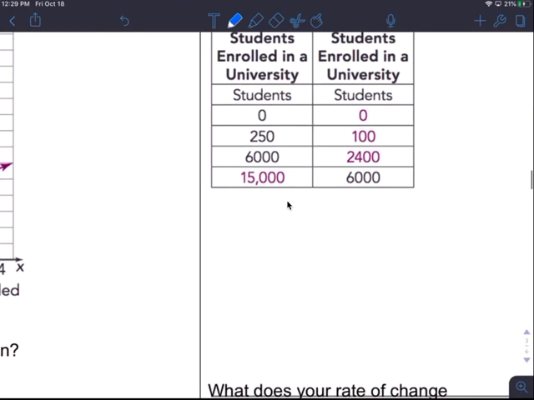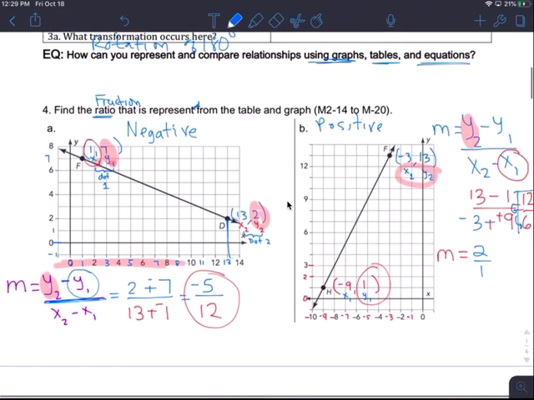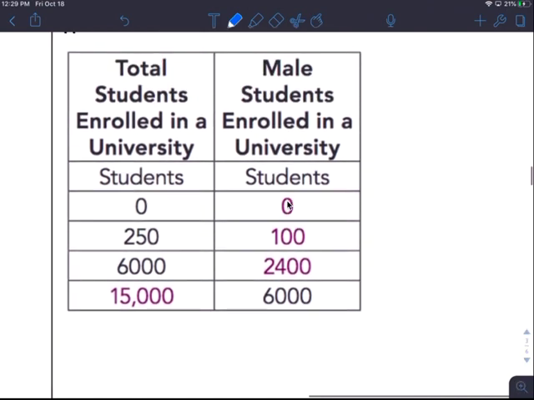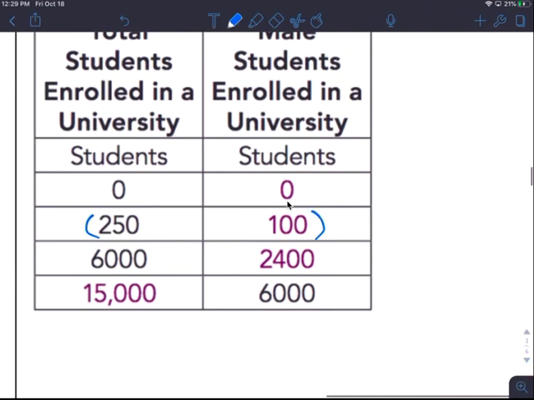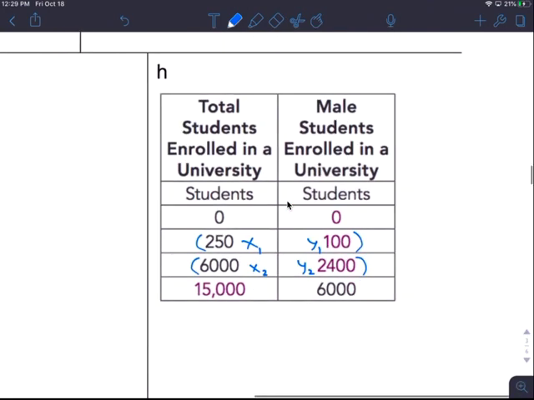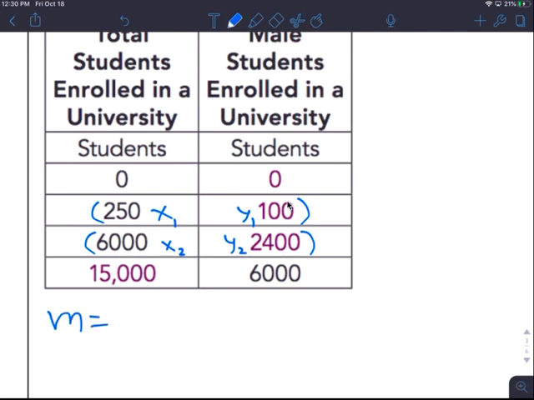You pick two numbers here. I thought I did this all in class; I guess I did it on paper. Pick two numbers, any numbers, and it comes out the same. This is x sub 1, y sub 1, x sub 2, y sub 2. If I were you, I'd choose these and these. You'll get the same answers I do. So your ratio is y sub 2 minus y sub 1 over x sub 2 minus x sub 1.